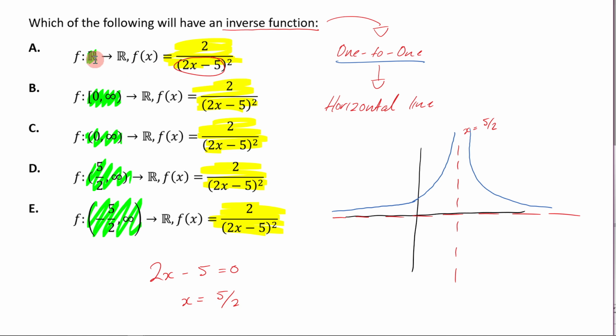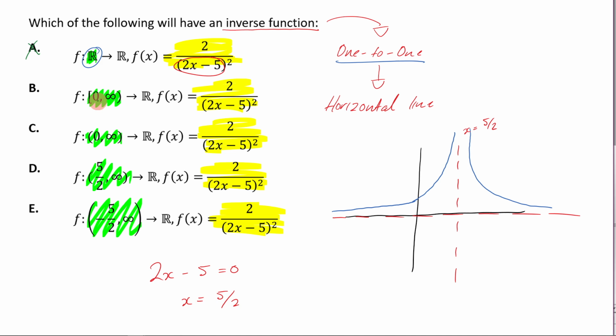Now, the first one is simply all real numbers. If it is all real numbers, what that means is it's exactly as we've drawn it here. It's just from -infinity all the way to infinity. And as you can see, if I was to draw a horizontal line through this, I'm going to touch it twice. Therefore, A is out. It does not pass the horizontal line test.